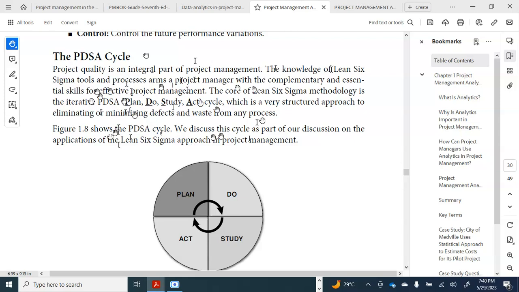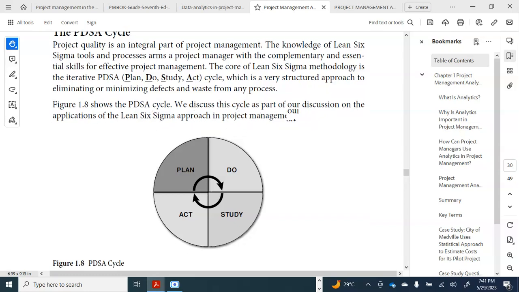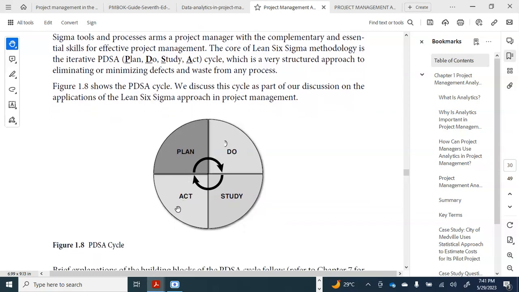Most of us apply this Lean Six Sigma approach in our projects, but we don't know. We plan, we do, we study, we act. Do you understand? These are the approach, right? As tied to Lean Six Sigma, the life cycle of the Lean Six Sigma approach methodology. So figure 1.8 shows the PDSA plan, do, study, and act cycle. We will discuss this cycle as part of our discussion on the application of the Lean Six Sigma approach in project management. That's plan, do, study, act.